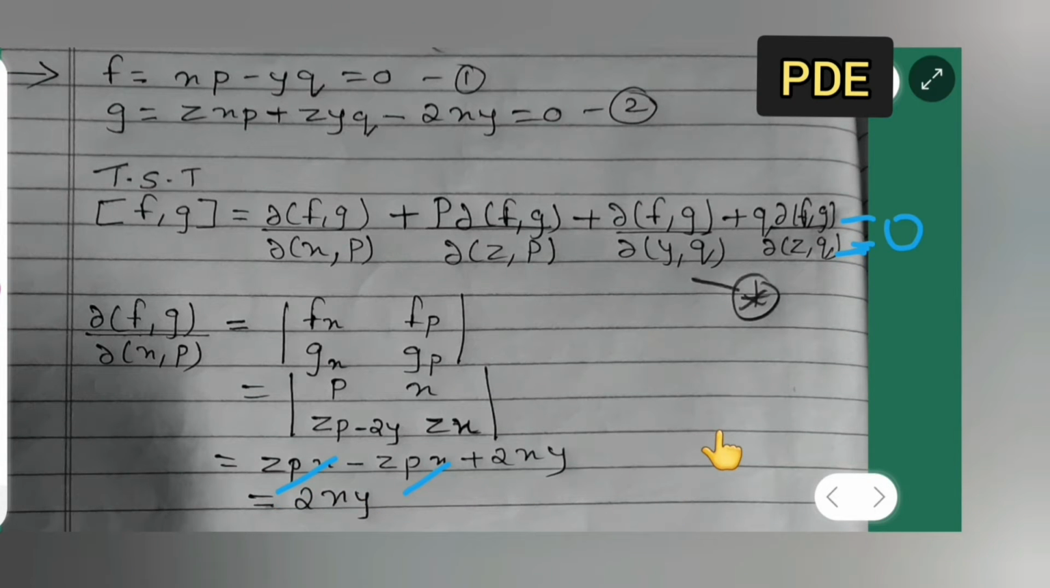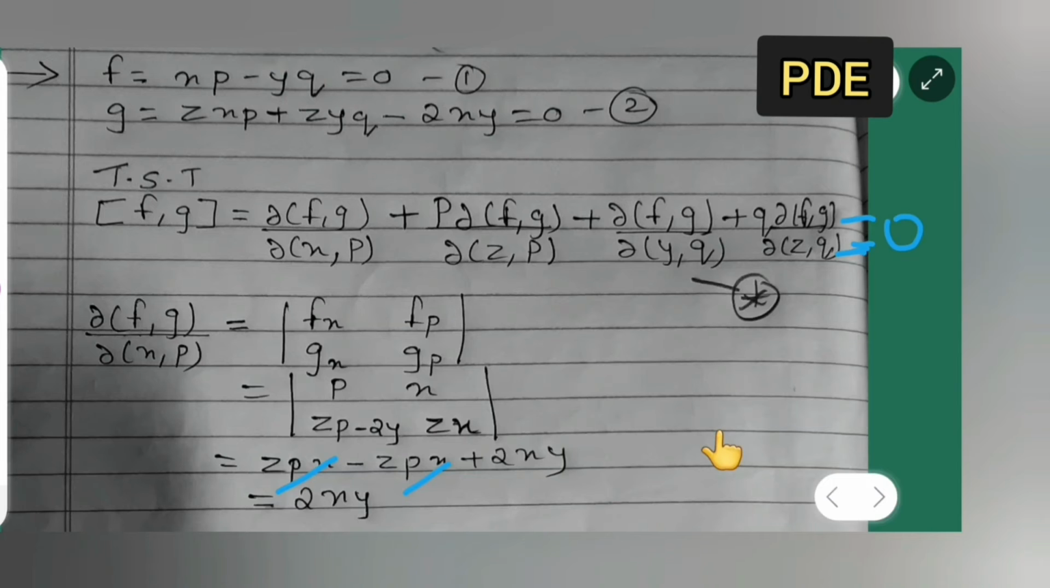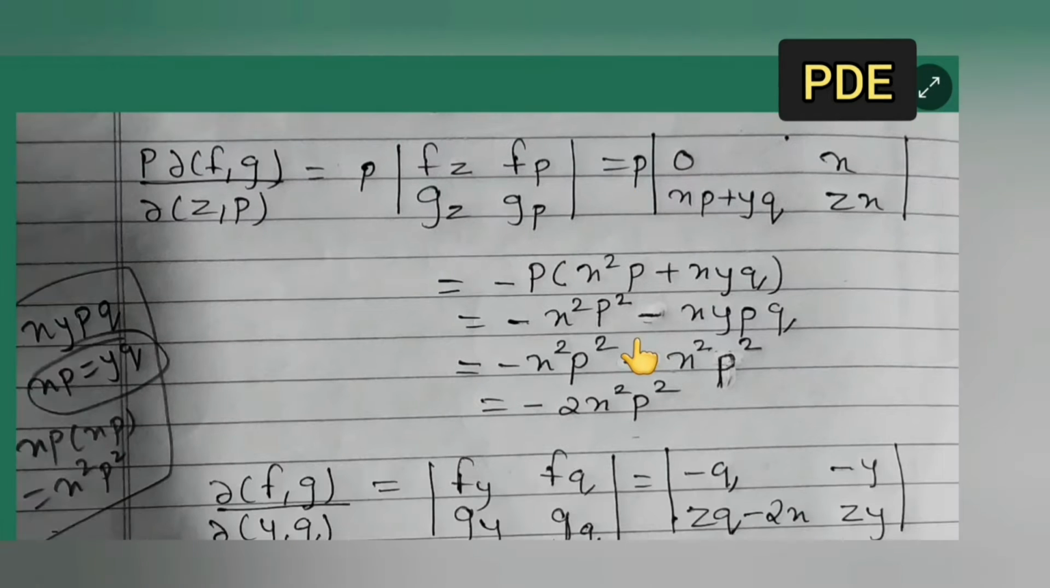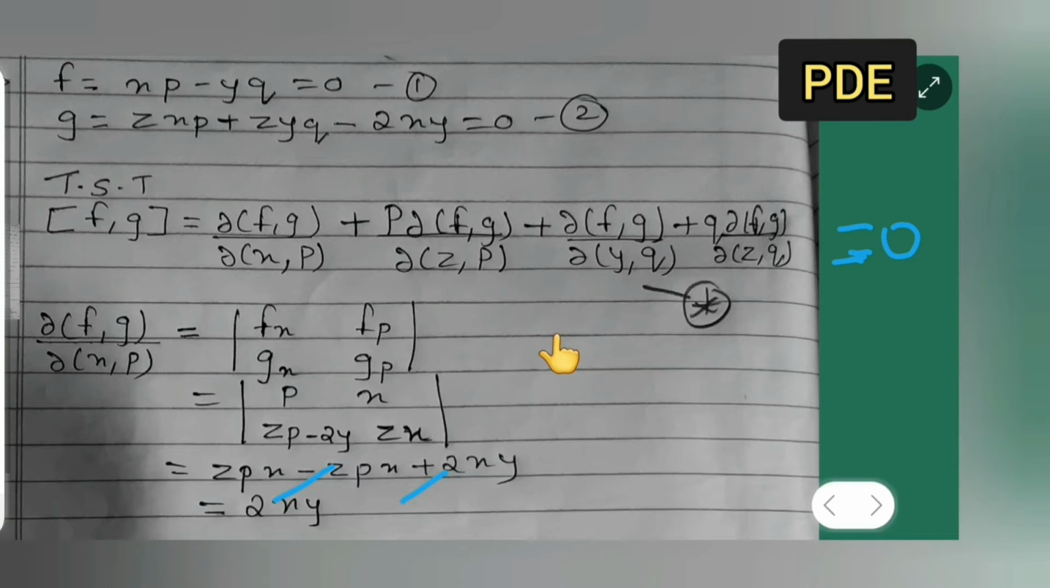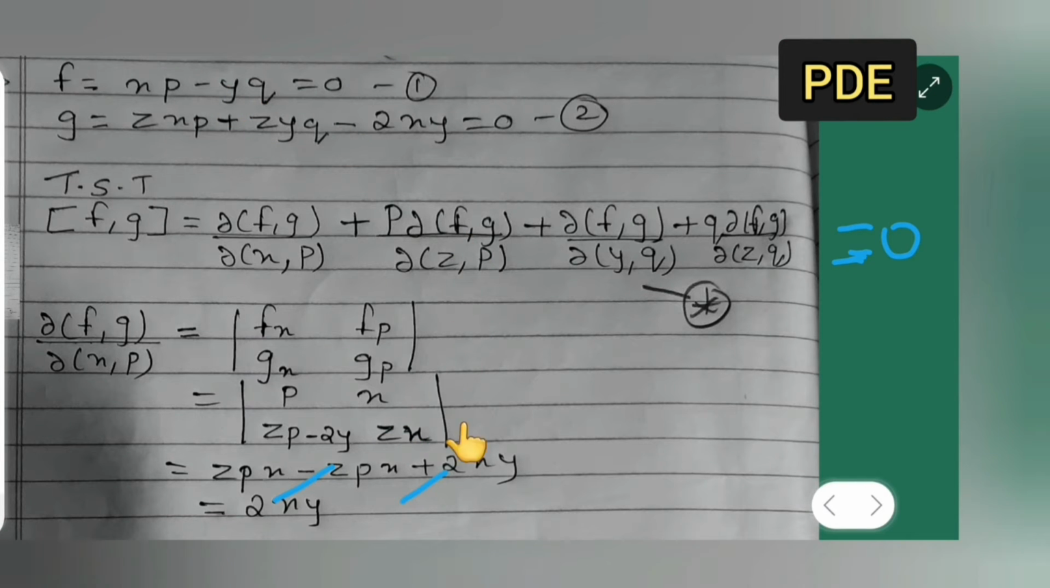Next what you will have to do is, now write this one. Take this one: p ∂(f,g)/∂(z,p) over here is equal to p into fz, fp, gz, gp. Now what is fz? fz is nothing but 0, right? What is fz? Differentiate f with respect to z. z is not there, so it is 0, right? Then what is fp? Differentiate f with respect to p. So what we have got earlier, zx, no?